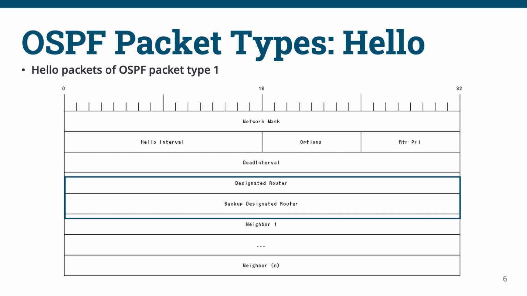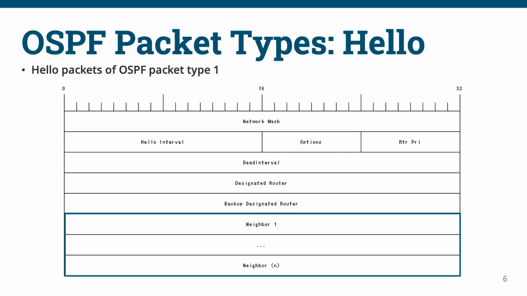Finally, we've got a list of the neighbors that the advertising router is aware of. This is a variable length field, since a variable number of routers may be included in the hello packet. Each entry is populated with the router ID of each neighbor known to the advertising router. This is the primary mechanism used for establishing neighbor relationships between OSPF-speaking routers.